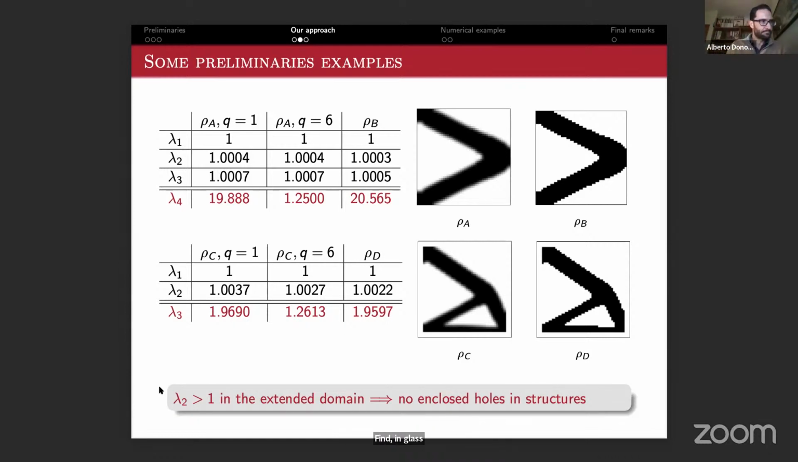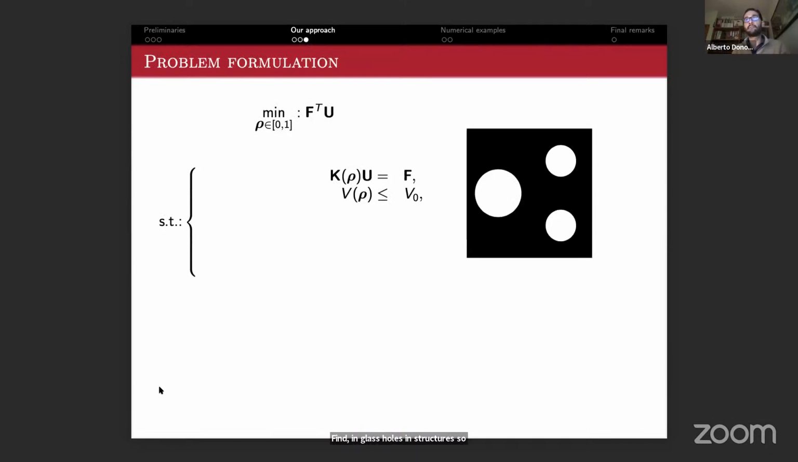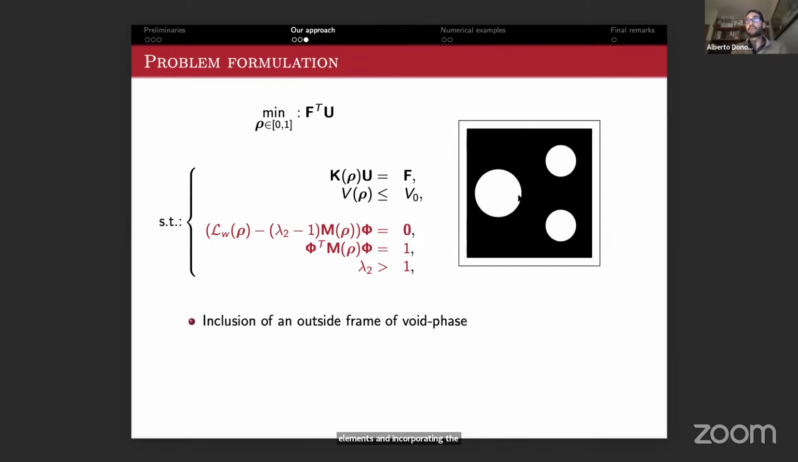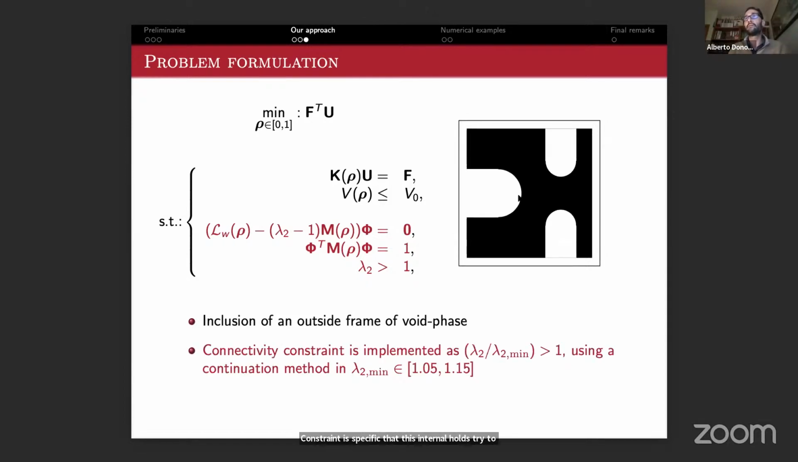So, regarding the problem formulation, using the typical compliance formulation, one expects that some holes appear in the final layout because we know they increase stiffness. But by including an outside void frame of few elements and incorporating the connectivity constraint, it is expected that these internal holes try to connect to the boundary through the outside void frame to obtain a structure connected in both phases. Here, the connectivity constraint is implemented in the following way.